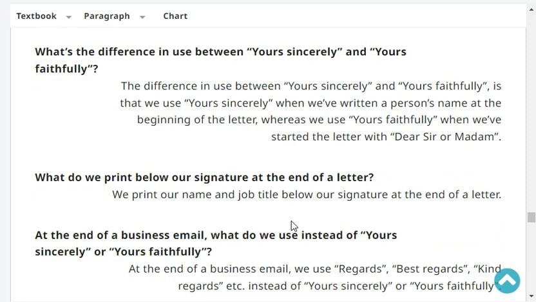Good. What's the difference in use between yours sincerely and yours faithfully? The difference in use between yours sincerely and yours faithfully is that we use yours sincerely when we've written a person's name at the beginning of the letter, whereas we use yours faithfully when we've started the letter with dear sir or dear madam. Very good.